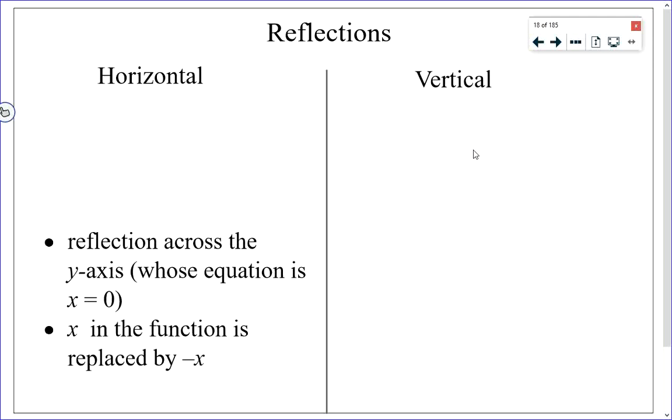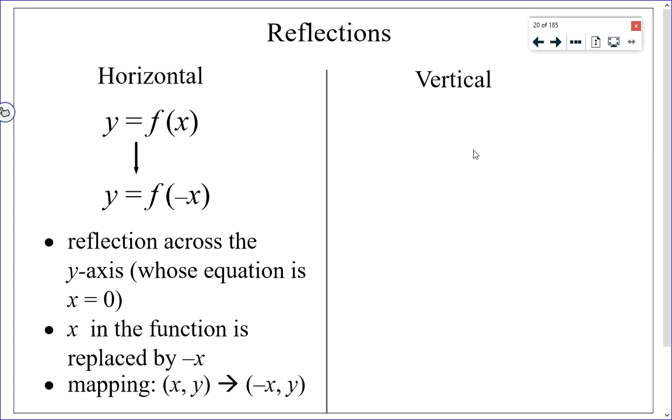How do we get a function to reflect horizontally across the y-axis? What we do is we replace x in the function by negative x. So we go from y equals f of x to y equals f of negative x. By the way, the mapping is the same thing that happens in the equation. So we replace x with negative x in the equation, x becomes negative x in the graph. And by the way, when I say x becomes negative x, that just means it is multiplied by negative 1. So if x was 2, then it's going to map to negative 2. If x was negative 8, it's going to map to positive 8.